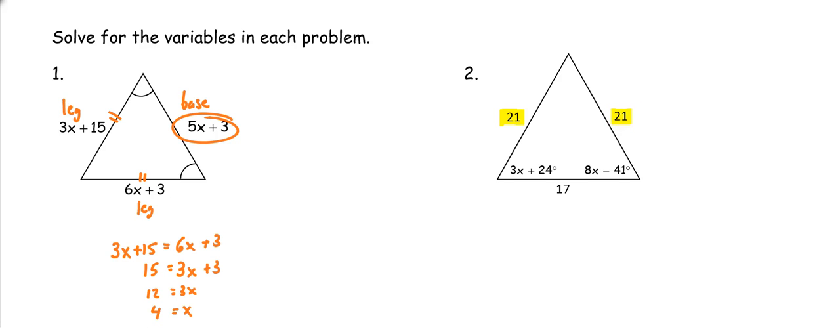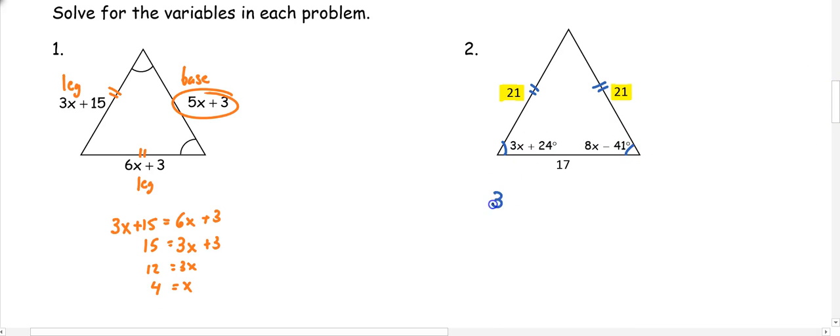In number two, if I look at my side measures, I have two measures that are the same, 21 and 21, which means I have congruent legs. So my base angles are congruent. So I can set those equal to each other. 3x plus 24 is equal to 8x minus 41. So I'm going to subtract 3x from both sides. 24 equals 5x minus 41. Add 41 to both sides, and I get 65 equals 5x. So when I divide by 5, I get x is 13.